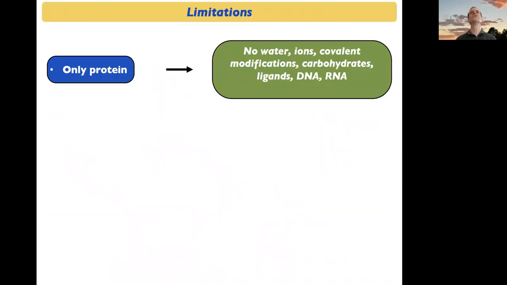Now, what about limitations? So we saw what information goes in. What can we expect about what's going to come out? Well, first, it's just protein. And this is a big limitation. There's no water, there are no ions, no covalent modifications, there are no carbohydrates, no ligands, no DNA, no RNA. So all those things you do not get to predict today with AlphaFold or with any of the other techniques, but you will down the road, but not today. So that's a big limitation.